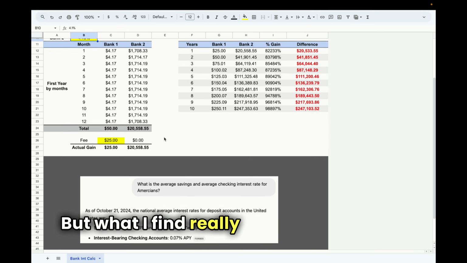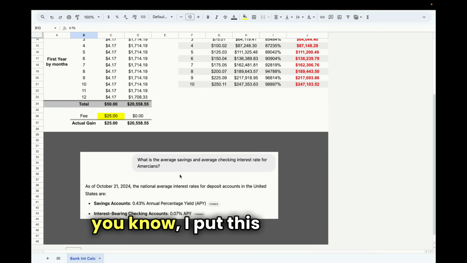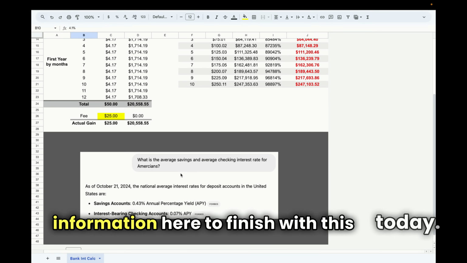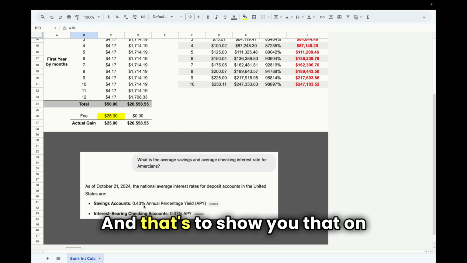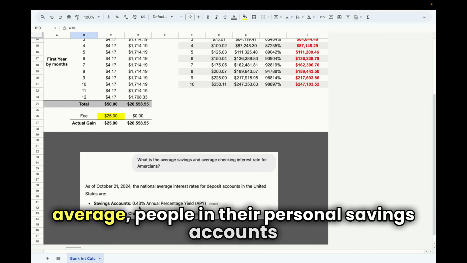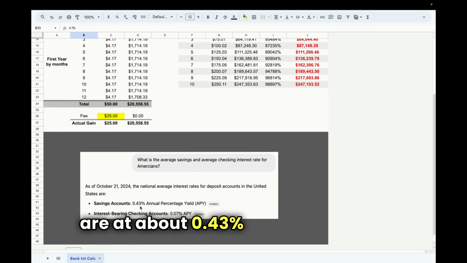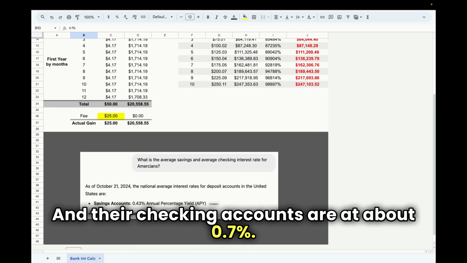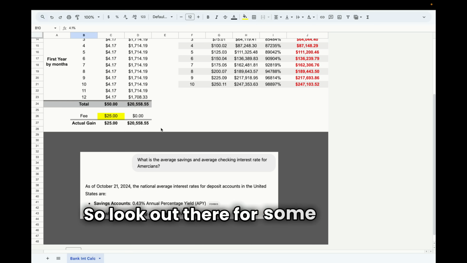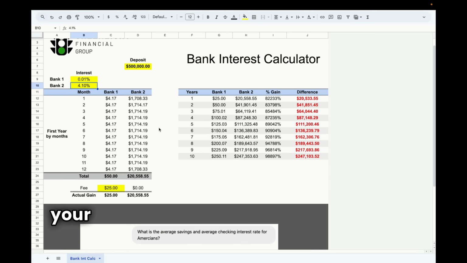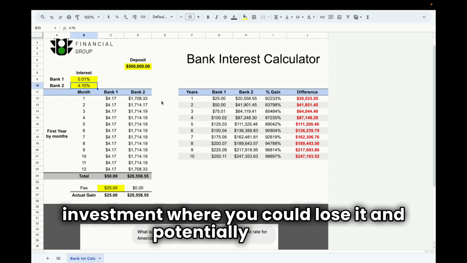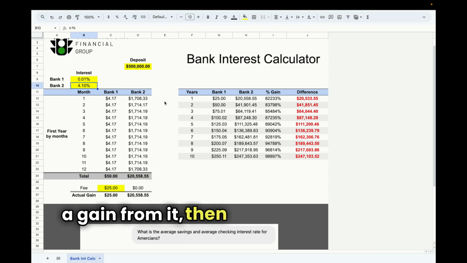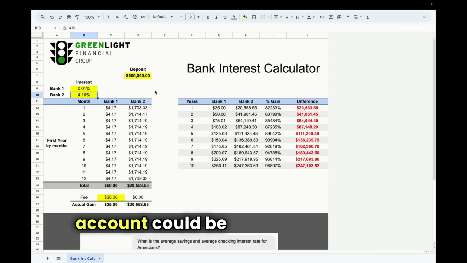But what I find really interesting, and I put this little tidbit of information here to finish with today, is that on average, people in their personal savings accounts are at about 0.43% annual interest, and their checking accounts are at about 0.7%. So look out for some savings accounts if you want to have access to your money, but want your money to work harder for you without having the risk of putting it into an investment where you could lose it and potentially not get a gain from it. Then a high interest yield savings account could be the choice for you.